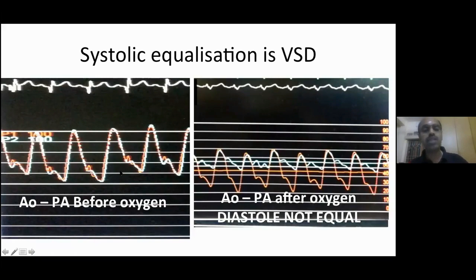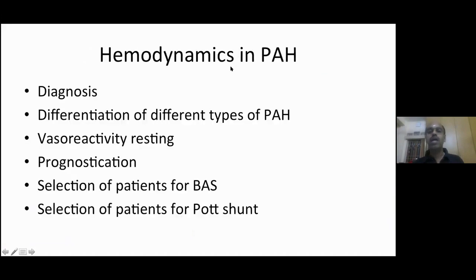Whenever there is a patient with an extremely large VSD or an extremely large PDA, the pressure trace will be like this. Now going to the next step, coming to the core topic of pulmonary hypertension.